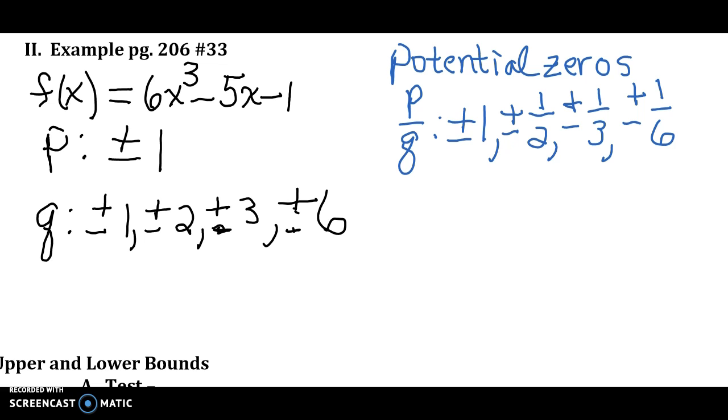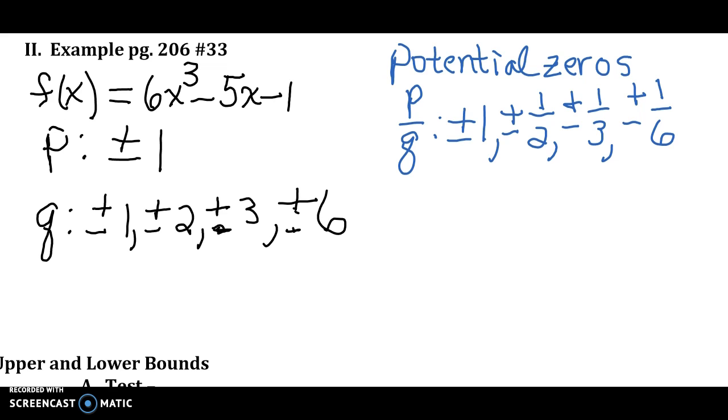Now what we're going to do is use the factor theorem and substitute each of those, and we have 8 of them, into the function to see when the remainder would be 0, which is the same as substituting and finding the value.